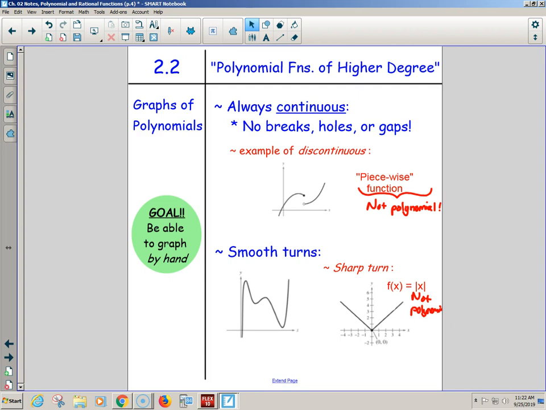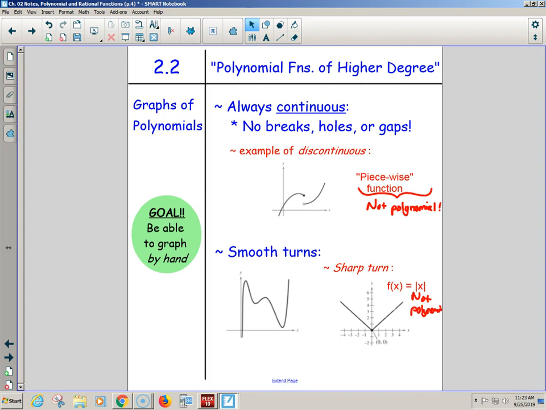All polynomials will always be continuous, aka no jumps, no breaks, no holes, no vertical asymptotes. It's never going to look like this. I don't have to worry about something crazy happening because all polynomials are smooth curves. No asymptotes for polynomials. Those are coming later on, as soon as you have a denominator, then there's the possibility.